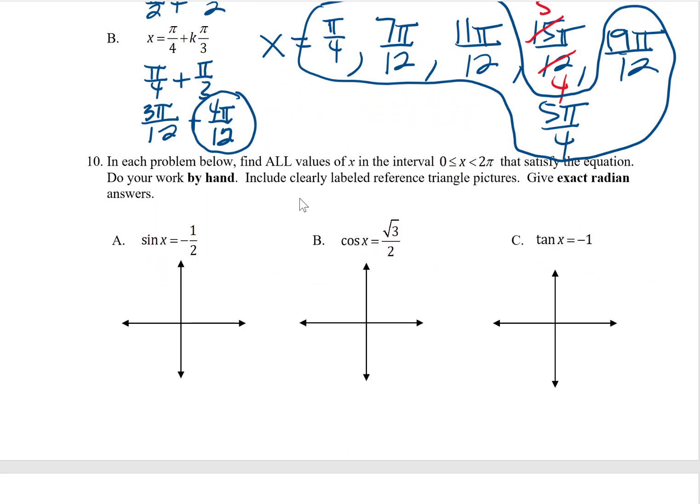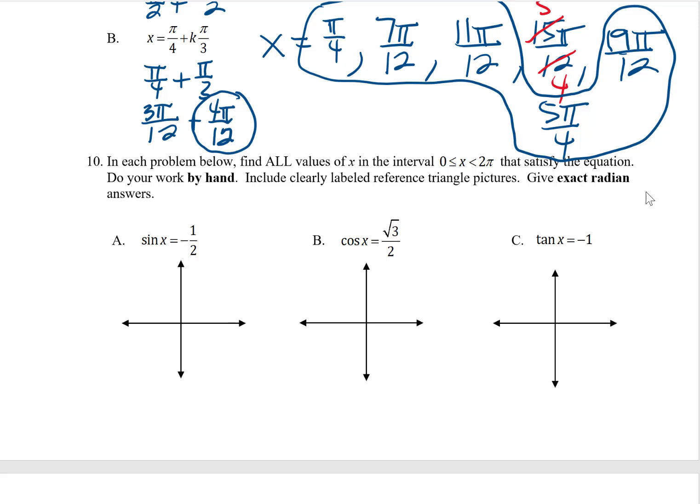Problem number 10 is kind of like problem number 8. We want to find all the values of x in between 0 and 2 pi, including 0, but not 2 pi, that satisfy the given equation. We're going to give exact radian answers once again. I don't have unit circles this time because the ratios are triangle ratios, so we'll be drawing some triangle pictures.